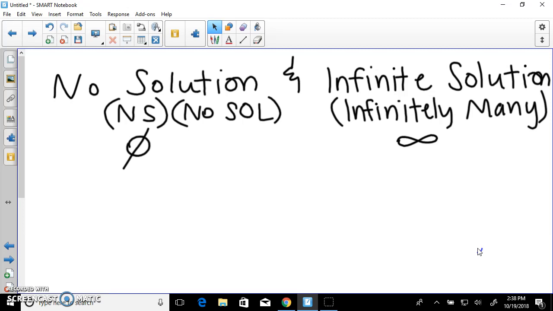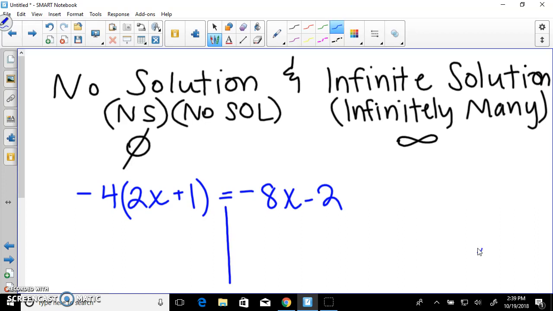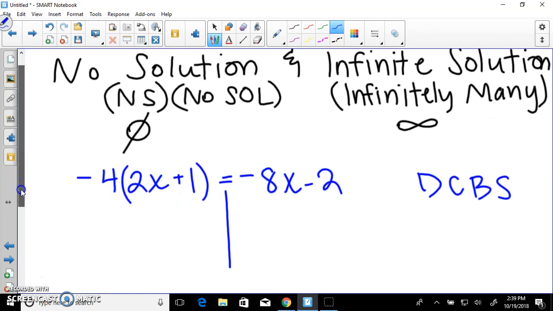So what do these types of questions look like? Well, we're not going to know just from looking at these types of questions that it's going to be a no solution or infinitely many. It's all going to depend on what the answer is. So let's try this one here. -4(2x + 1) = -8x - 2. So what we have here is just a normal multi-step equation. I'm going to write out my steps: distribute, combine like terms, bring all variables to one side, and solve. And we'll follow along with those steps.